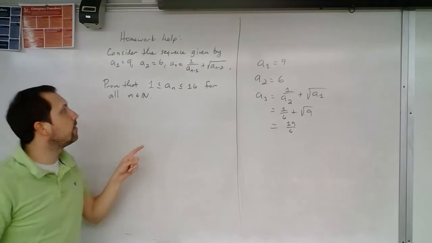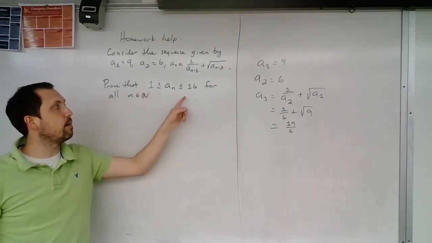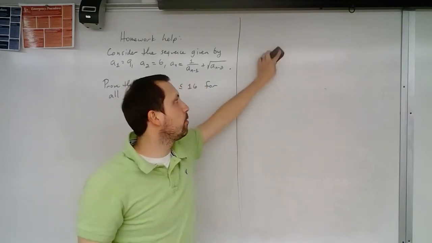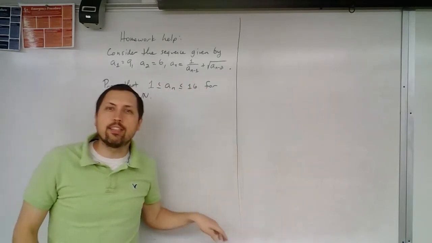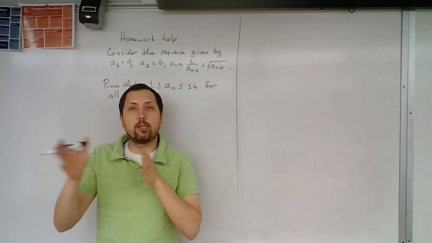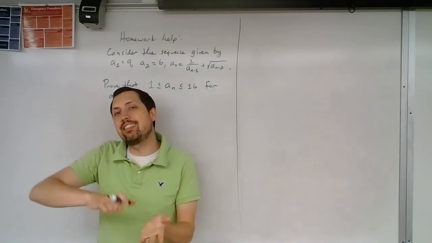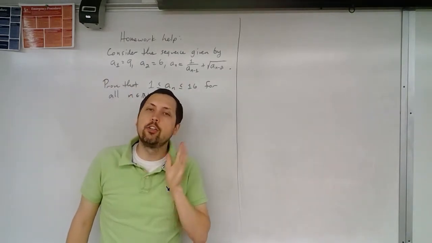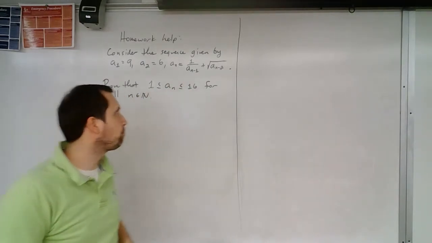We'd like to prove that 1 is less than or equal to a sub n less than or equal to 16 for all n in the natural numbers. What we're really saying about the sequence is that this sequence we're trying to prove is bounded. Bounded means that it's going to be between these two numbers, and it's never going to become larger than 16, and it's never going to become less than 1. So let's see, how do we prove that?